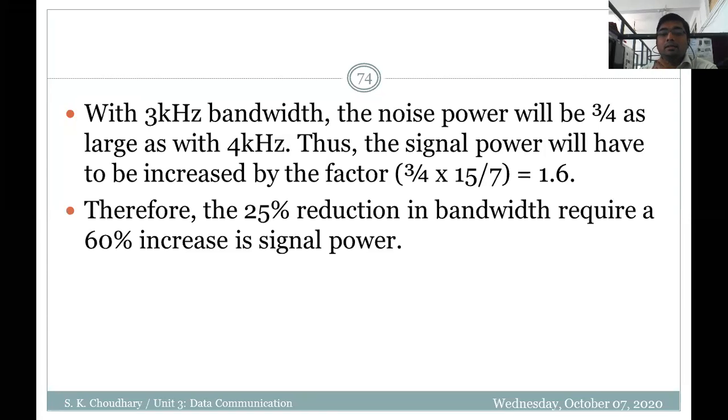So now you can see, therefore, a 25% reduction in bandwidth requires a 60% increase in the signal power. Then and only then would you get the same channel capacity, or be able to balance the signal to noise ratio on the same level. So there is a direct relationship between the bandwidth and signal to noise ratio. This is the trade-off between the bandwidth and SNR for determining the channel capacity.